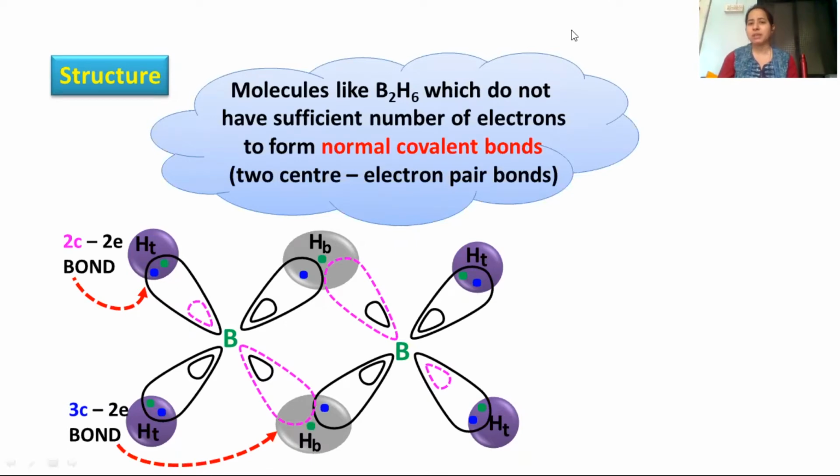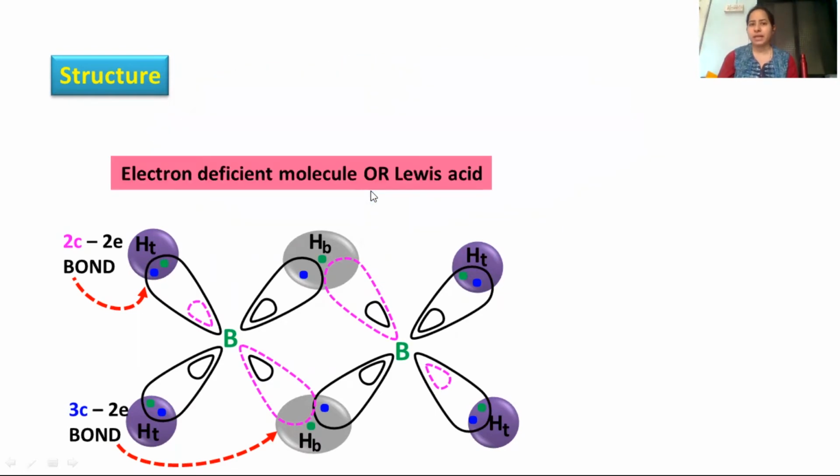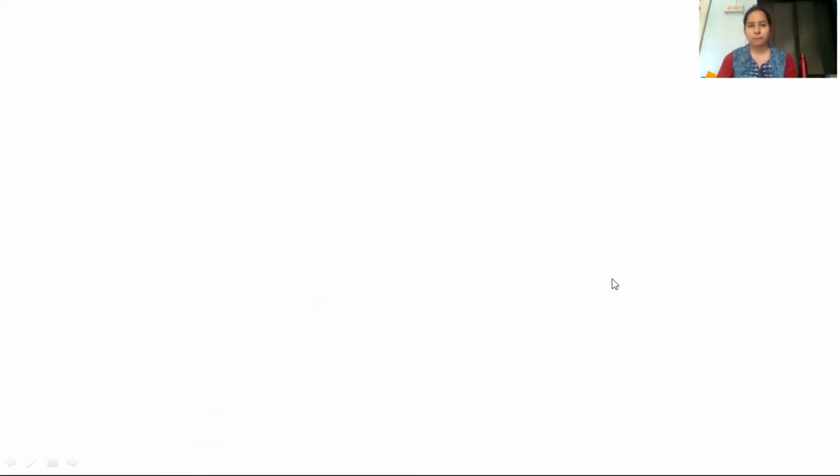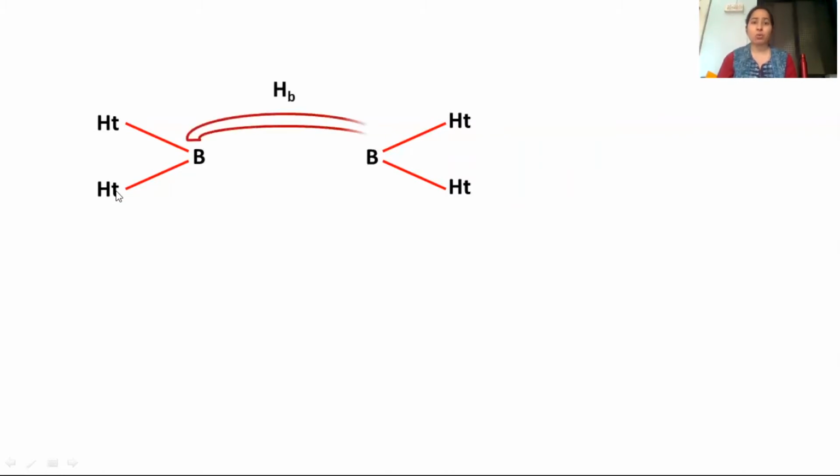We say molecules like B2H6 do not have a sufficient number of electrons to form normal covalent bonds, that is 2 center 2 electron pair bonds, and therefore we say it's an electron deficient molecule or a Lewis acid. So you can draw this structure, write down electron deficient molecule or Lewis acid. If it is using this hybrid orbital, the pink one, we can say it has sp3 hybridization.